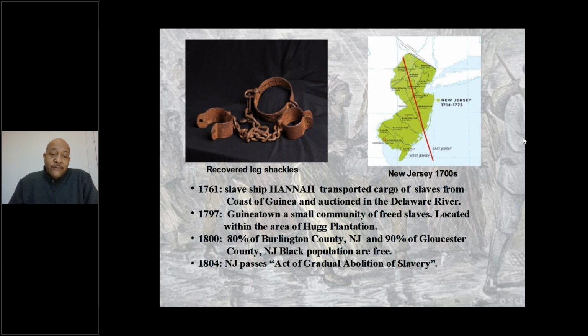We know that in 1800, 80% of the Black population of Burlington County, New Jersey, and 90% of Gloucester County, New Jersey, were free. In 1804, New Jersey passed the Act for the Gradual Abolition of Slavery. What's interesting about that act was that if you were born of a slave, you had to remain a slave until the age of 21 as a female and 26 as a male. Economically, those years were about the break-even point for slave owners. They felt they would break even on the cost of taking care of their enslaved Africans. It's kind of odd, but that's how people thought back then.